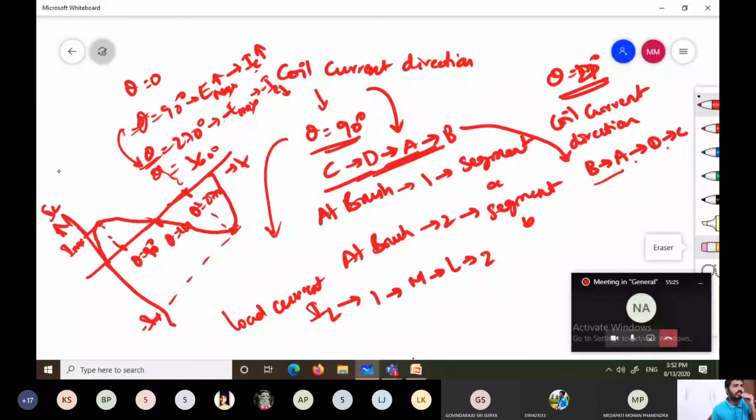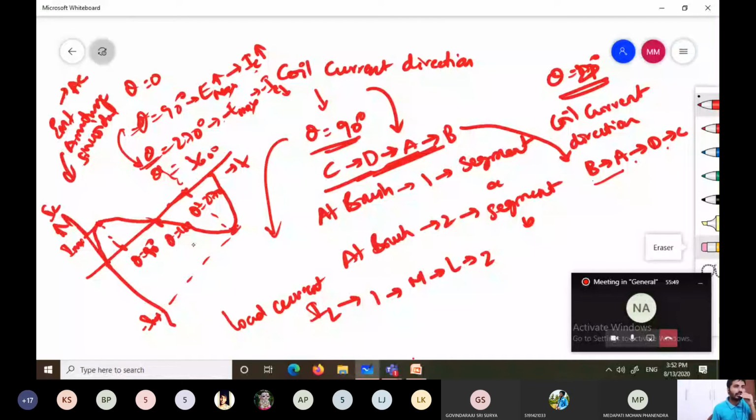If the EMF induced in an armature conductor is sinusoidal, it means the coil current is also sinusoidal. That means whatever the EMF is, the current will be the same. So here the EMF is an alternating quantity, and the coil current is also an alternating quantity. So this is also an alternating current.